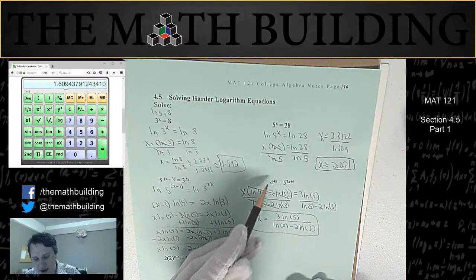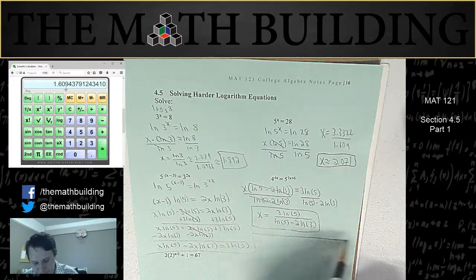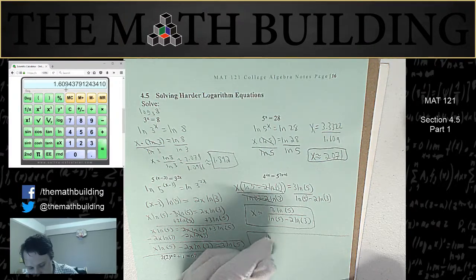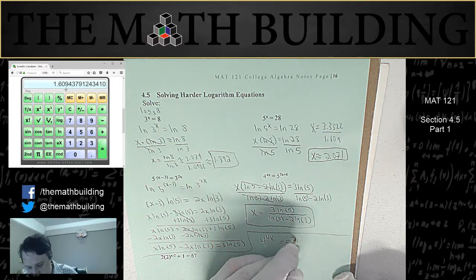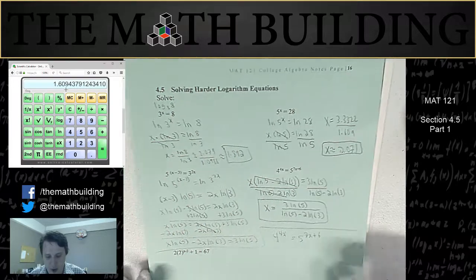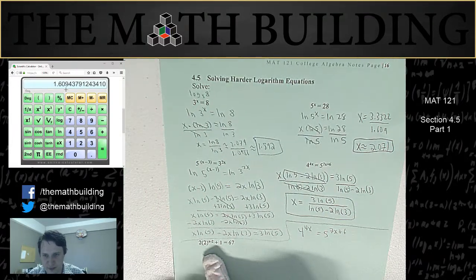All right, let's go ahead and try to solve this one. I'm going to move it down here. So we have 4 to the 4x equals 5 to the 7x plus 6. So I'm going to solve that one in the next video. Let's solve this one right here, because this one's a little easier.